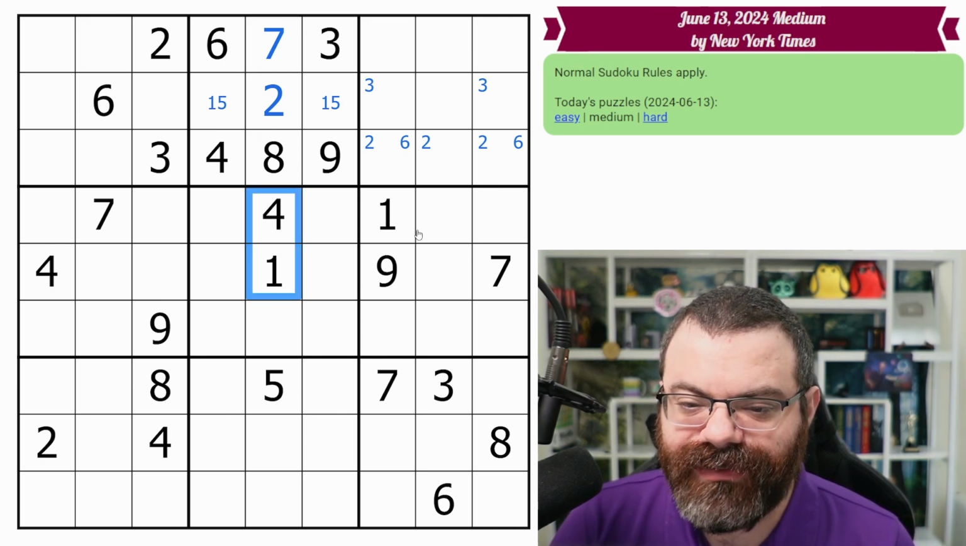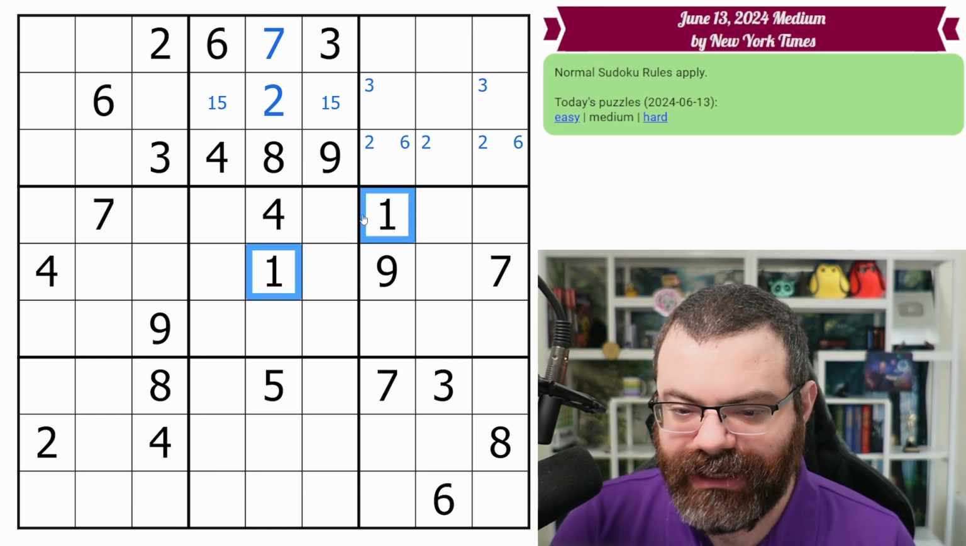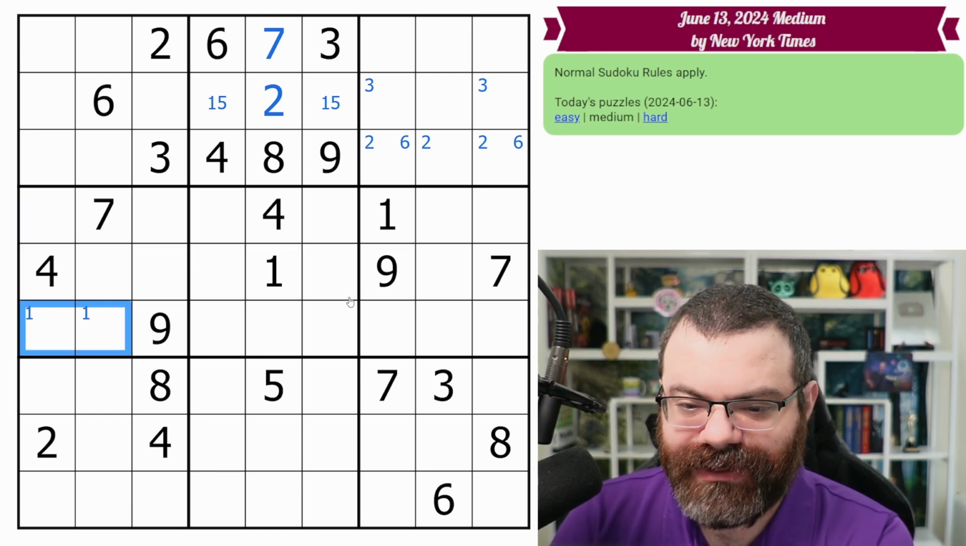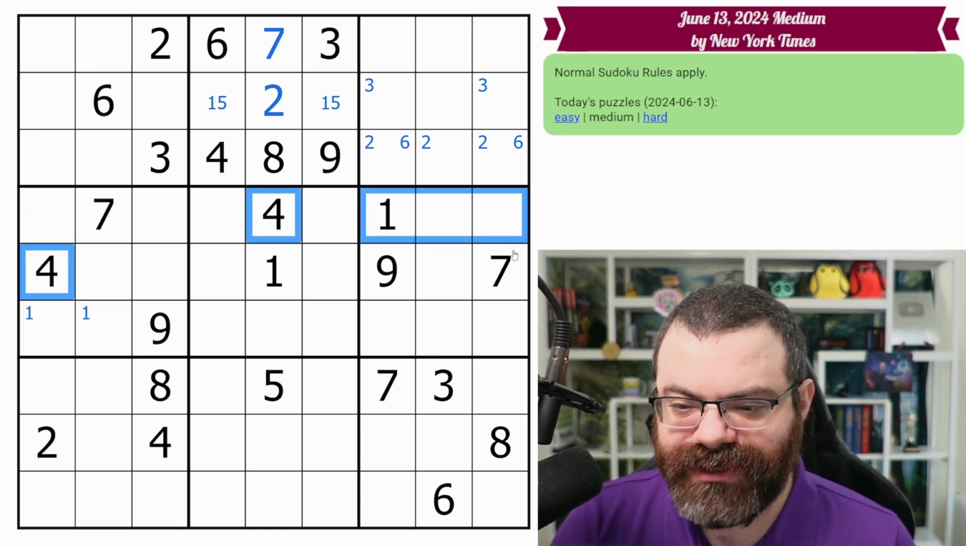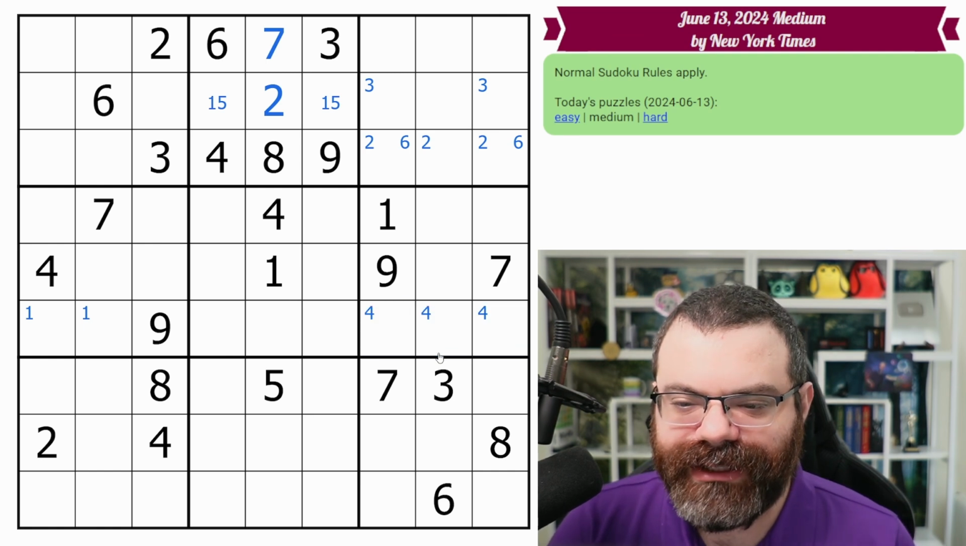So I'm going to start with this 1, 4, always starting with the box with the least givens. These 2 1s looking in. There's a 1 in one of these 2. We have these 2 4s looking in. There's a 4 down here.